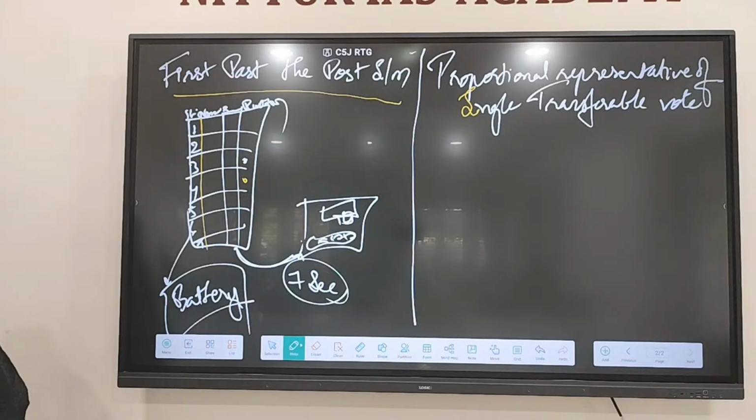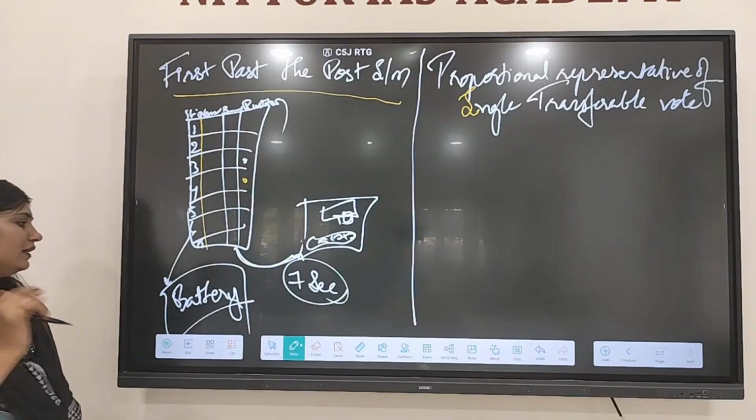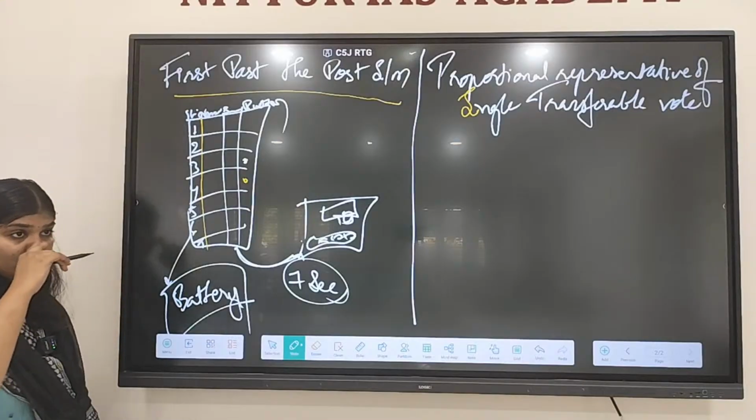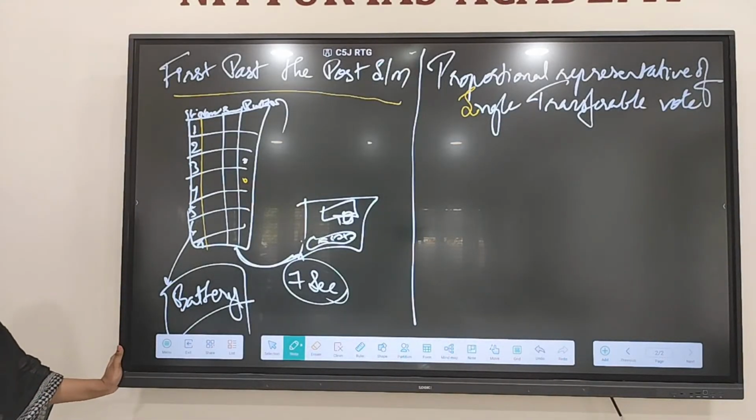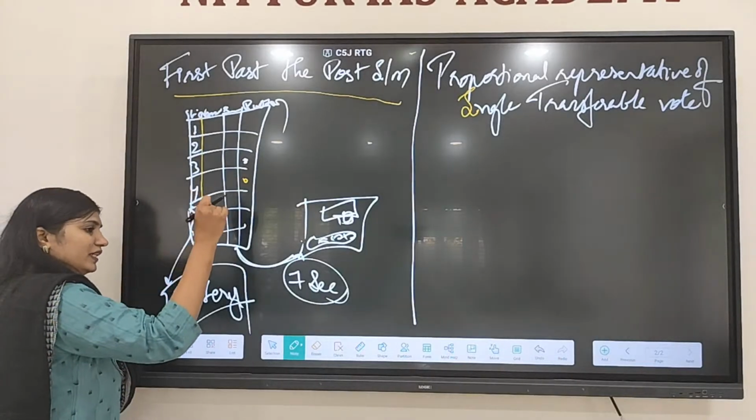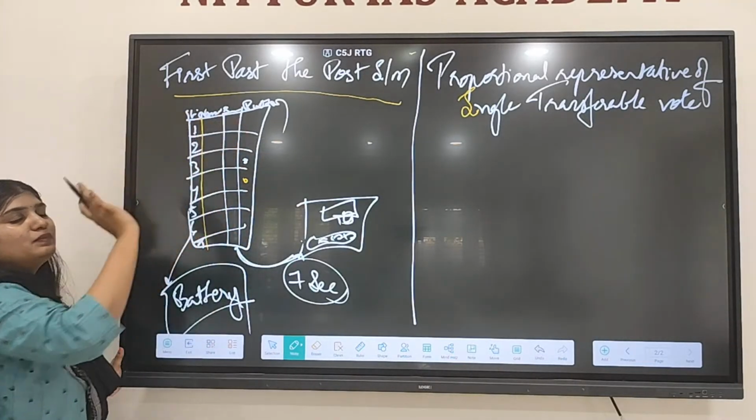Have you seen those papers, the slips? These run on batteries, not on electricity. Batteries are attached. And here, choosing one candidate is called the first past the post system. That's it.